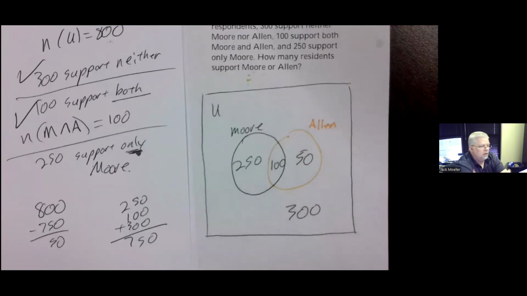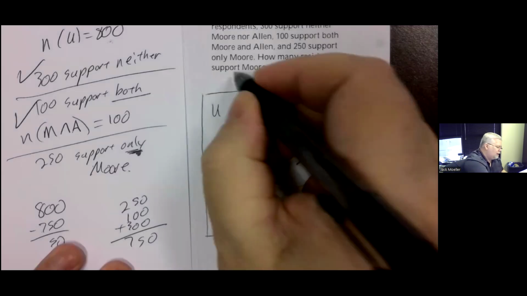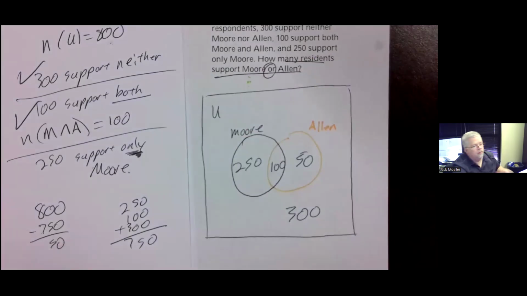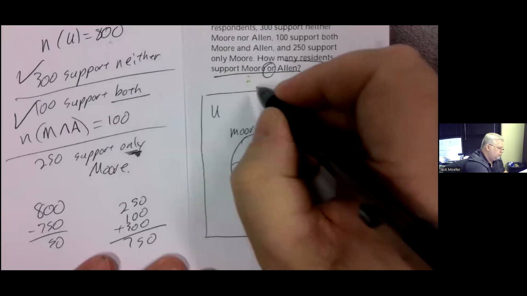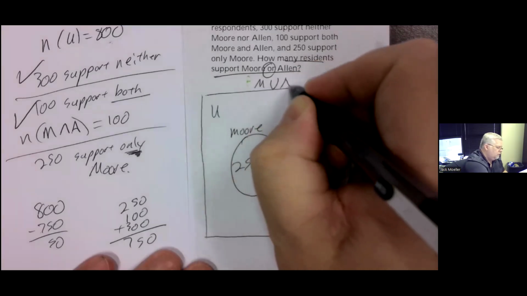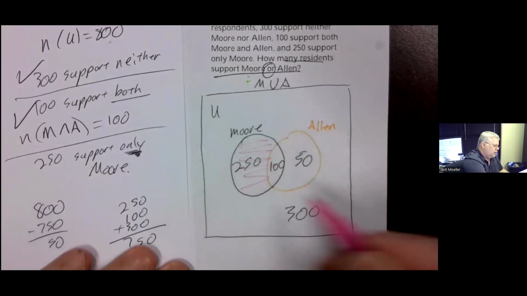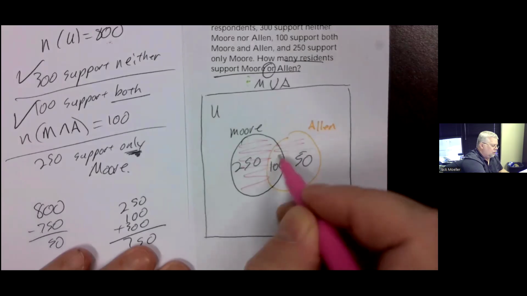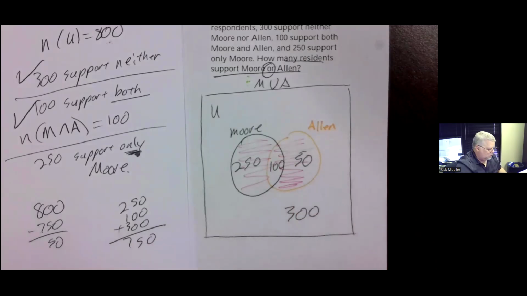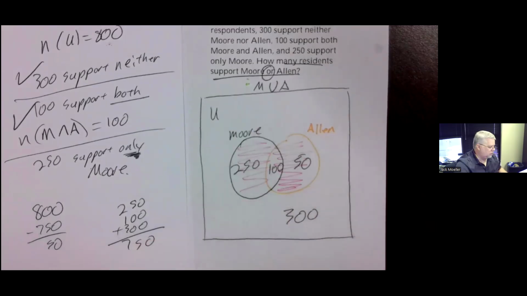All right, so now we've completed all regions of the Venn diagram. Now let's answer the question. How many residents supported Moore or Allen? So the key there is or. Remember, or is union. So we're basically doing Moore union Allen. And what's the definition of union? It is all the elements in the first set as well as all the elements in the second set. So that is everybody that prefers Moore or everybody that prefers Allen. So the union is everything in those sets.